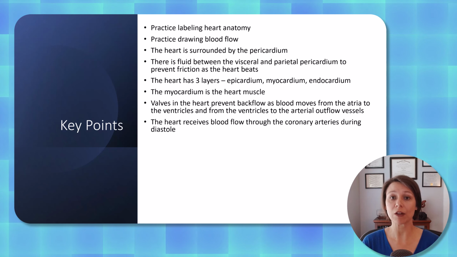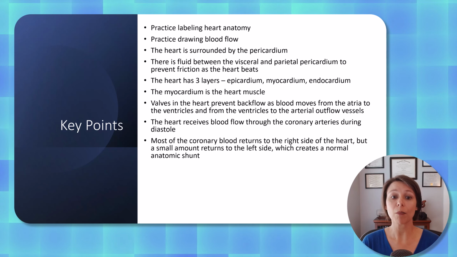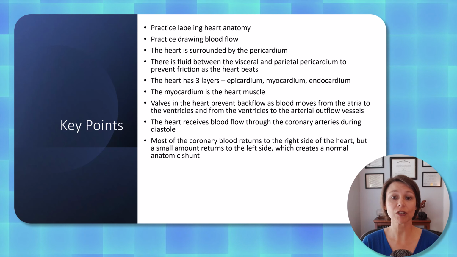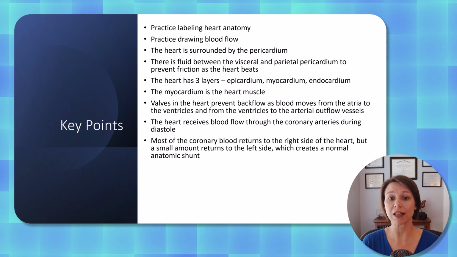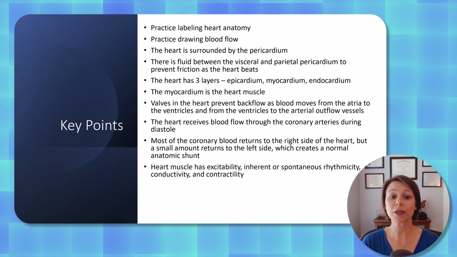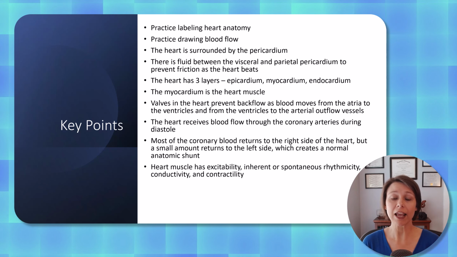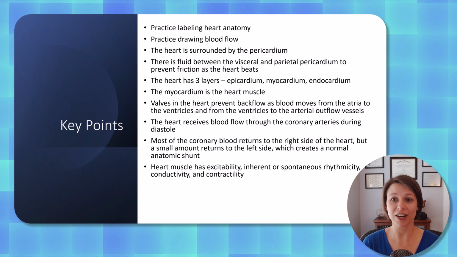The heart receives blood flow through the coronary arteries during diastole. Most of the coronary blood returns to the right side of the heart, but a small amount returns to the left side, which creates a normal anatomic shunt. Heart muscle has excitability, inherent or spontaneous rhythmicity, conductivity, and contractility.